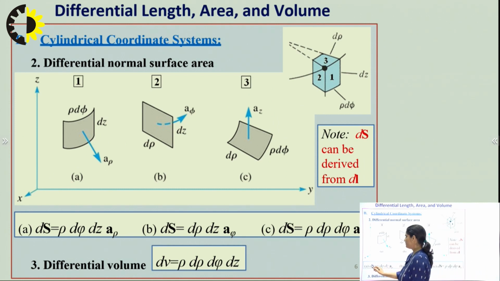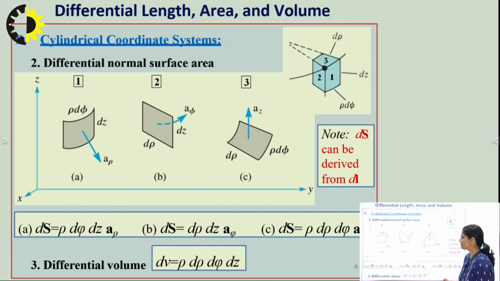When we are finding differential surface area, if we are considering the case of unit vector of rho, then write down rho d phi dz. If we are considering the case of phi, write down here d rho dz, while we are finding ds. Now consider the case of unit vector of z, write down here rho d phi. So this is the way we can find the differential surface area in the cylindrical coordinate system.